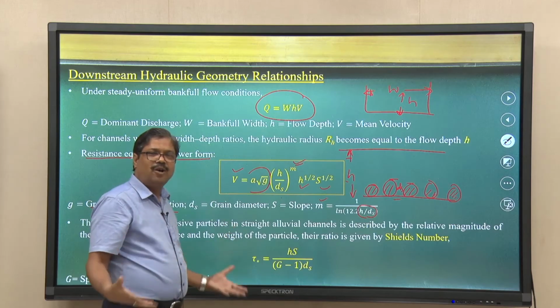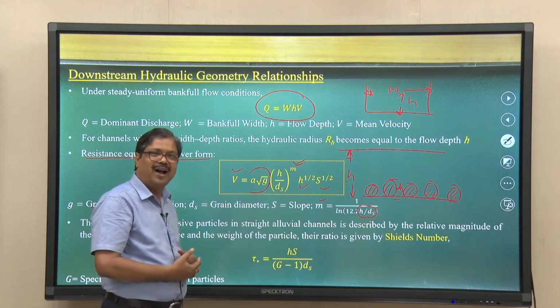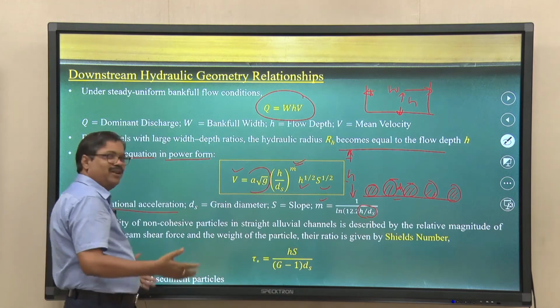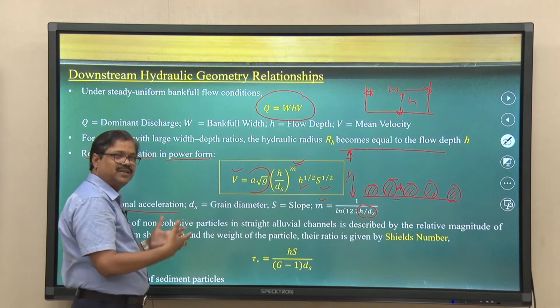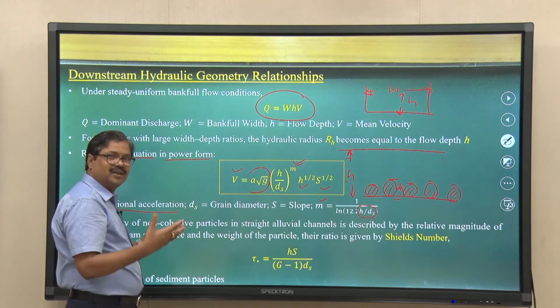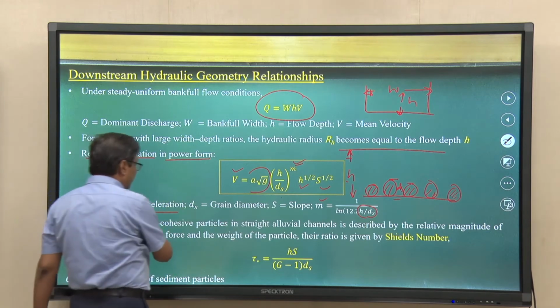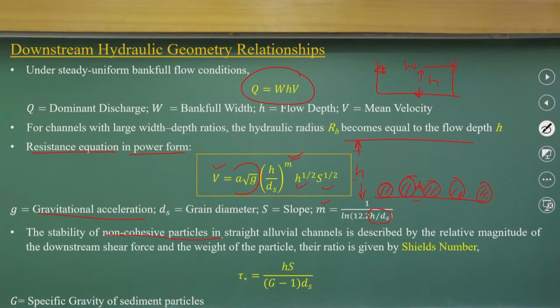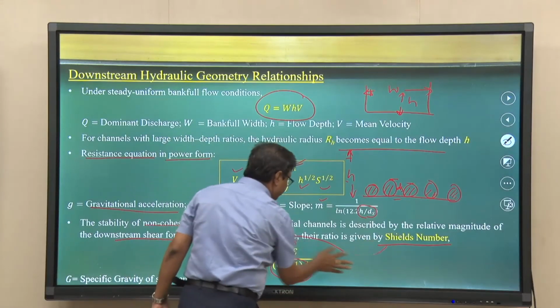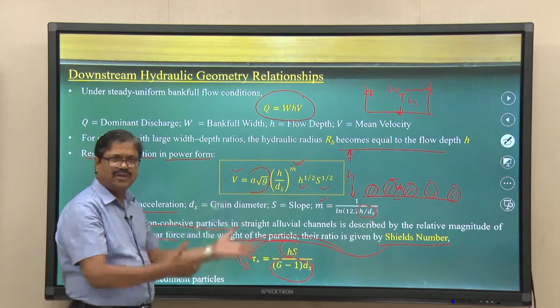Banks are non-cohesive materials, which is too easy a simplification. No alluvial river is full of sand only; it is a mixture of silt, clay and other compositions, but it is okay. If we consider non-cohesive materials, as we discussed earlier, we can define a Shields number, which is a function of two components: the downstream shear force and the weight of the fluid sediment particles. That is what the Shields number, or Shields shear stress, is. That is what we discussed earlier.